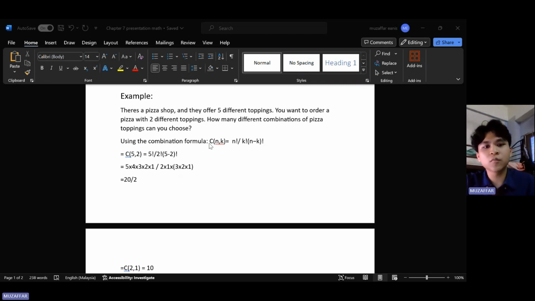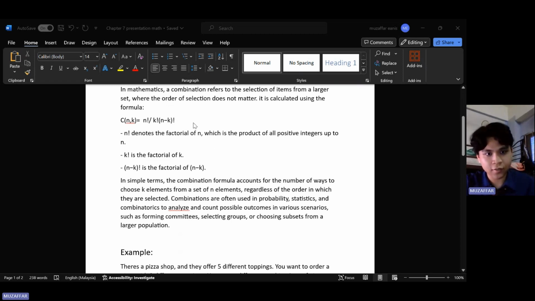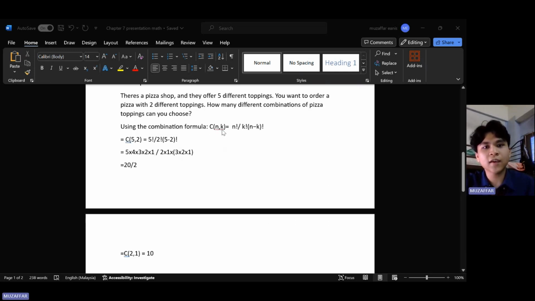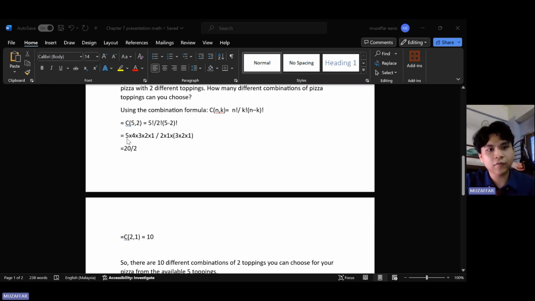So using the combination formula which I provide right here, you can insert the integer in this question, which is 5 and 2. So n is 5 and k is 2. So when we insert it, it becomes like this. So we're going to do the factorial part, which will become like this: 5 times 4 times 3 times 2 times 1.